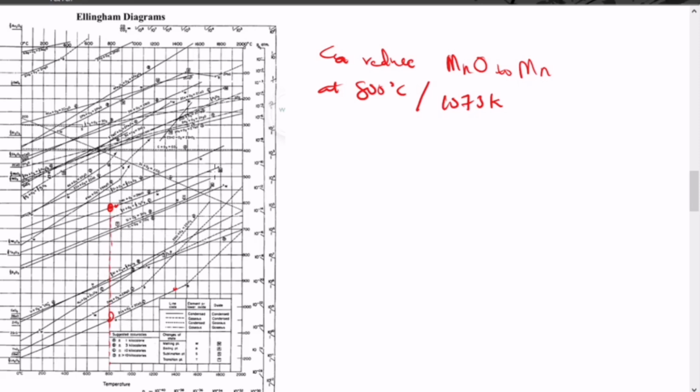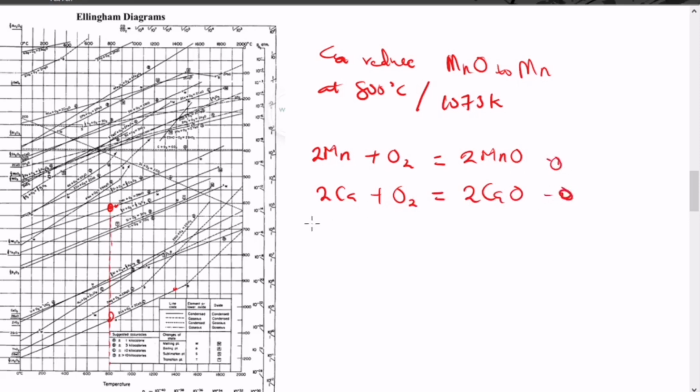In that case, when you are done, we are supposed to write the overall reaction. First, when you're writing it, the one above is what you write first. In this case, the one above is the manganese. So 2Mn plus oxygen giving you 2MnO. And then we have the calcium: 2Ca plus oxygen giving you 2CaO. Then this is equation 1 and this is equation 2.